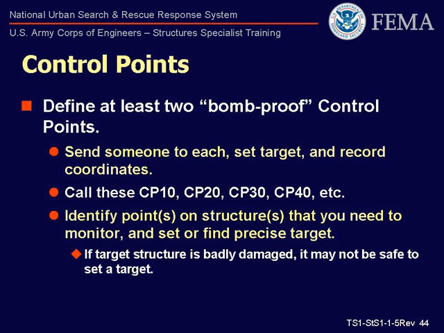But one item that bears reiterating is establishing bomb-proof control points that can be later used to either establish or validate a coordinate system. It is desired to define at least 2 bomb-proof control point locations by sending someone to each. Set target, measuring the target with the total station, and record the coordinate. These points will be called CP10, CP20, CP30, CP40, and so on.